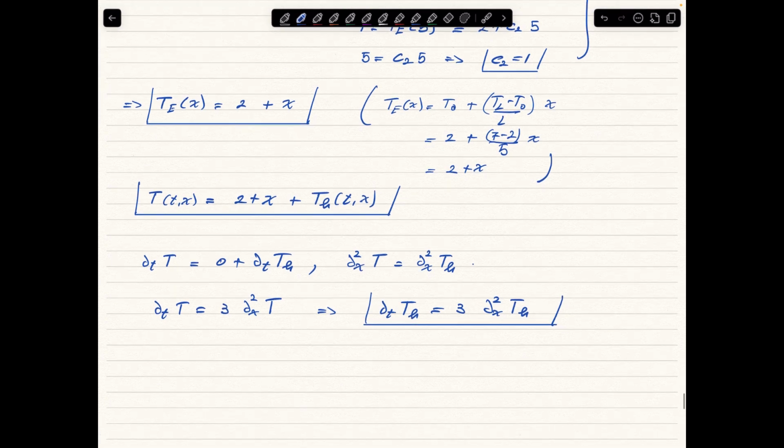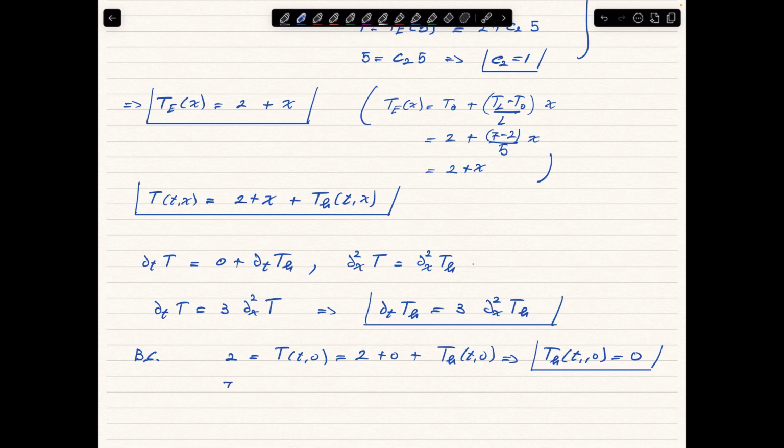Well, the boundary condition for the temperature at x equals 0 has to be equal to the temperature at T0. So at 0 we are going to have 2 plus 0 plus TH at 0. Of course, TH at x equals 0 is 0.